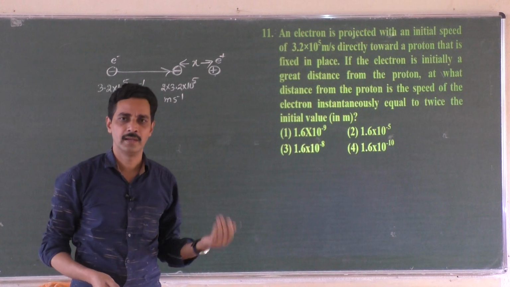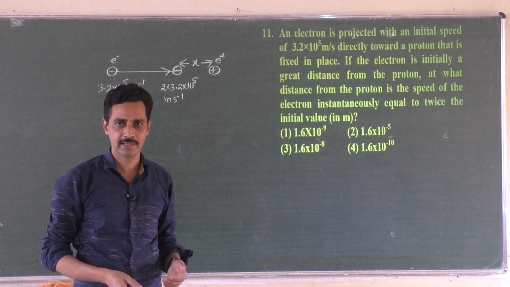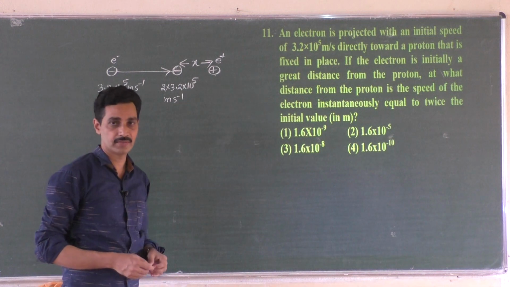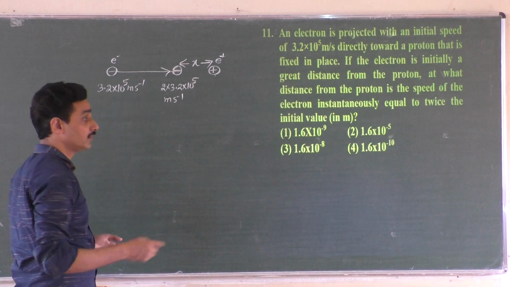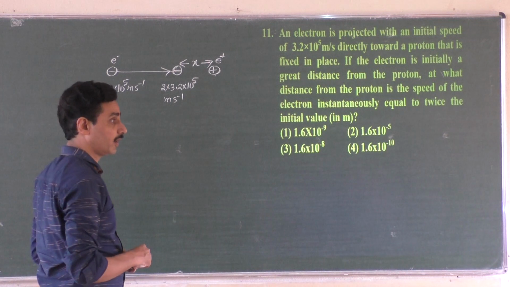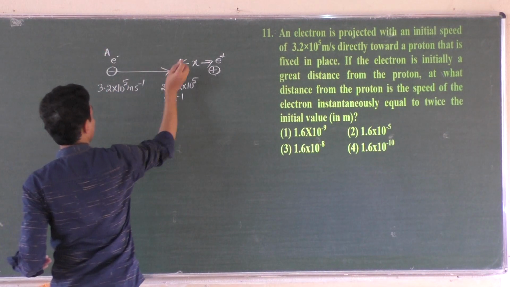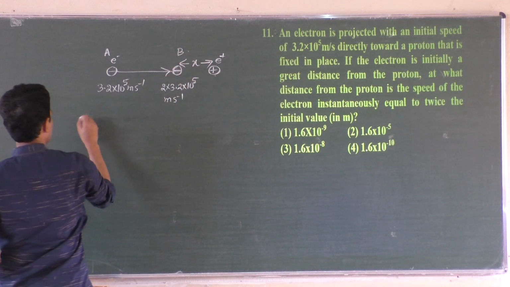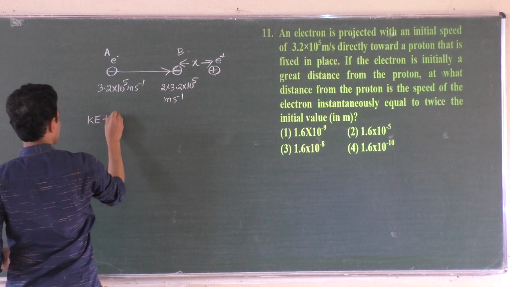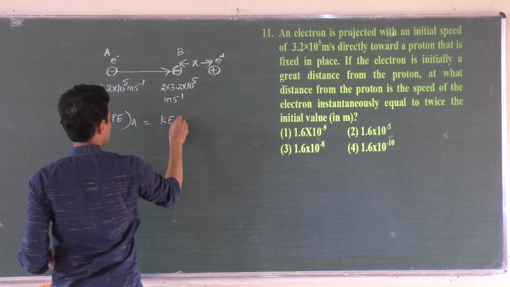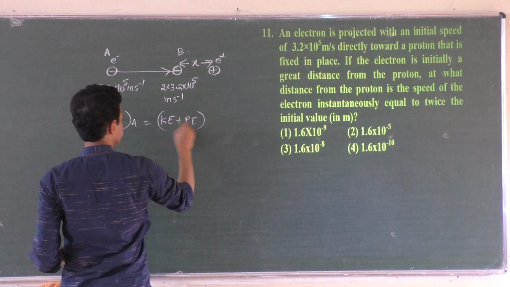Because the proton keeps on attracting the electron, the velocity will go on increasing as it approaches the proton. Now here also you have to apply the law of conservation of energy. The total energy, I'll name this as A and this as B. Total energy, kinetic energy plus potential energy at A, must be equal to kinetic energy plus potential energy at B.